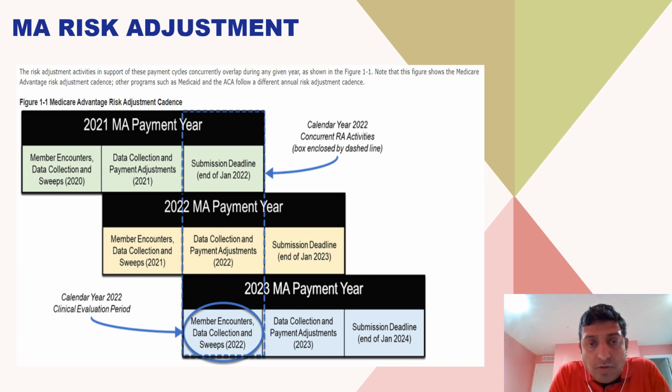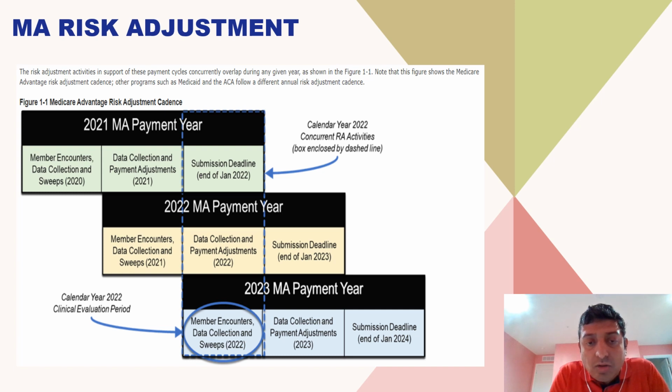This is an example of MA risk adjustment. Now, of course, the same risk adjustment activities happen year over year. So the risk adjustment activities in support of these payment cycles concurrently overlap during any given year, as shown in the figure. Note that the figure shows the Medicare Advantage risk adjustment cadence. Other programs such as Medicaid and ACA follow a different annual risk adjustment cadence.